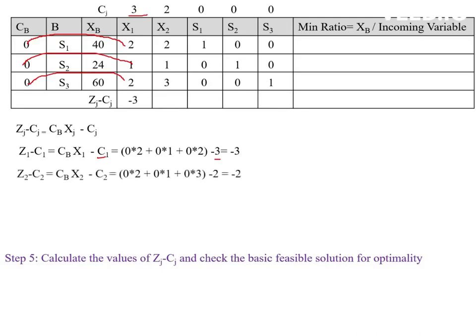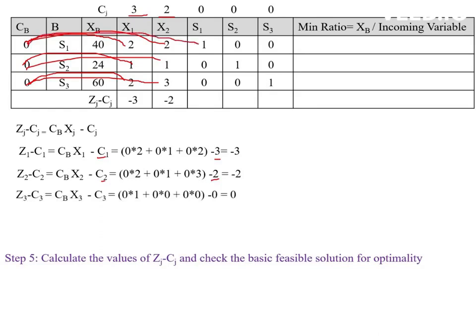Next, Z2 minus C2 is equal to CB x2 minus C2. So this is 0 into 2 plus 0 into 1 plus 0 into 3, minus C2, which means minus 2. So the value will become minus 2. Next, Z3 minus C3 is equal to CB x3 minus C3, which is 0 into 1 plus 0 into 0 plus 0 into 0, minus C3, that is 0. So the total value will become 0.